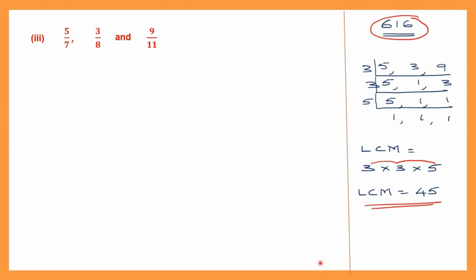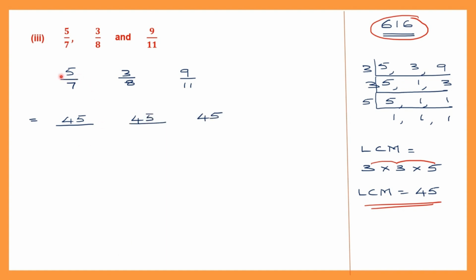So let's take down the question. So here it is 5 by 7, 3 by 8 and 9 by 11, the three fractions. Now the LCM is 45. Remember, this time it's the LCM of the numerators. So all the numerators have now become 45. So the second one is 45. The third one is also 45. Now we have to find the denominators.